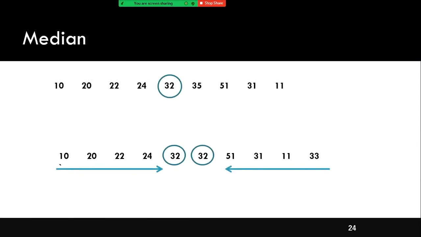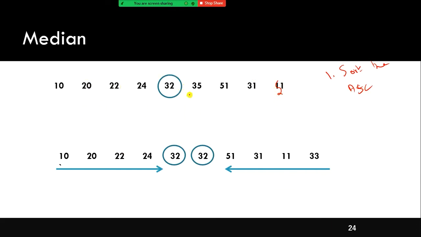Median is the middle value. Very simple to remember. Look at this data set. We have 9 data points here. And the rule is, first you need to sort the data in ascending order. If you have to compute the median manually, sort it in ascending order. Something like 10, 20, 22, in ascending order.